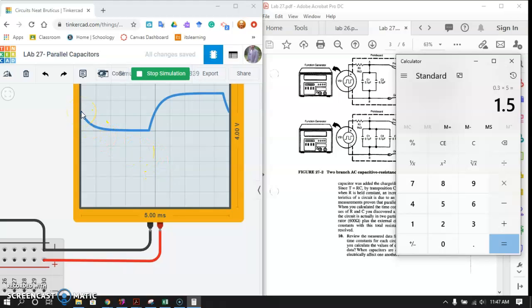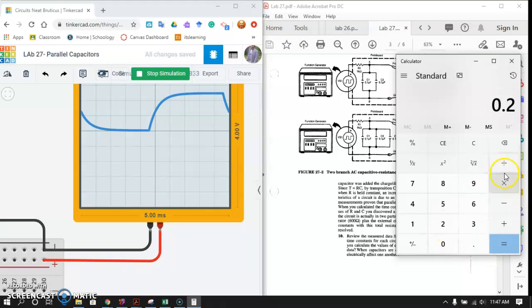Let's look at the discharge time here. You see here's 1 full division, 2 full divisions, and if each division is 0.5 milliseconds, right there is 1 millisecond, and yet we have a half over here. Here's half of a division, so there's our 1.5 milliseconds that we see for the 3 parallel capacitors. You can do the same thing for 2 and the same thing for 1.